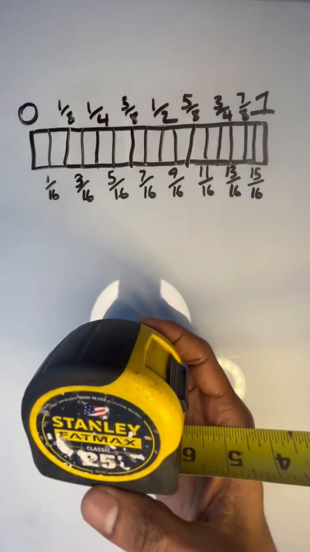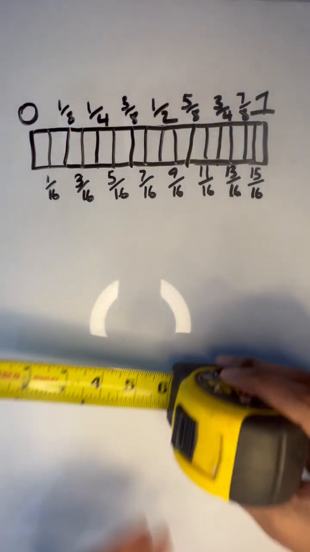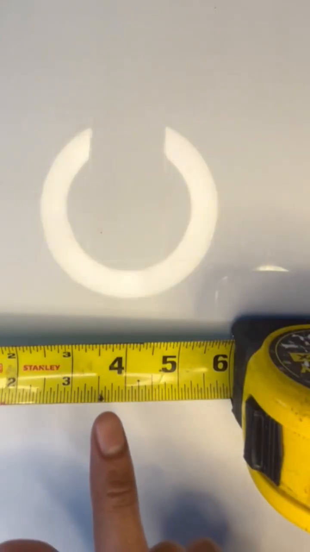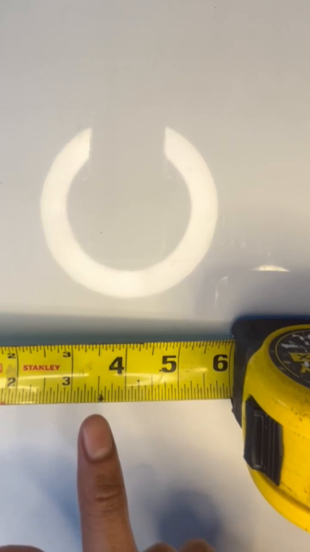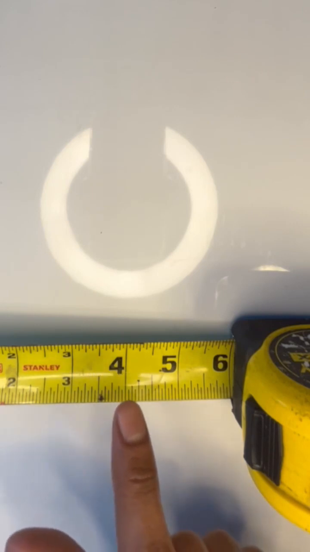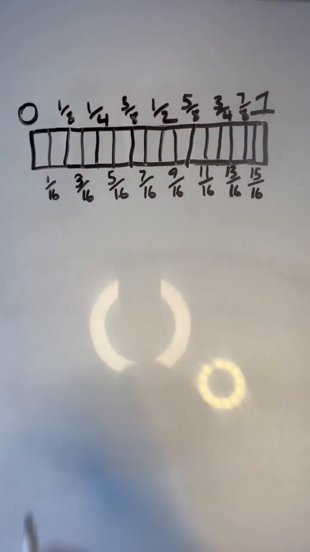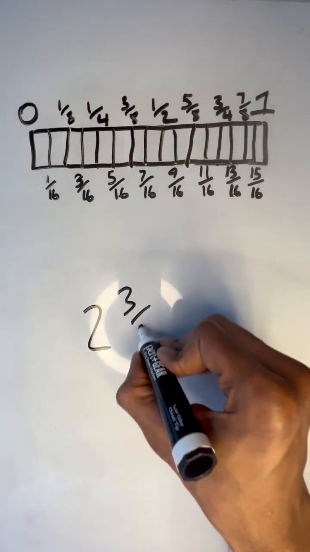This is a tape measure. As you can see, every inch has markings, with the largest being 1/2 of an inch and the smallest being 1/16 of an inch. Let's do an example. Let's measure 2 3/4 inches.